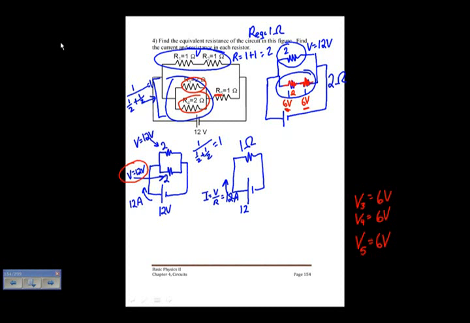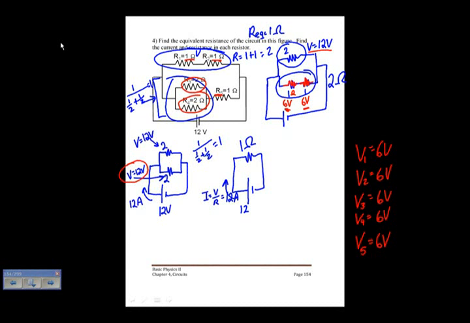Now, V1 and V2 we can find fairly simply because I have 12 volts across their equivalent resistor, and we have two identical resistors splitting that voltage of 12 volts. So they're going to split 12 volts evenly, so they're going to get 6 volts each.